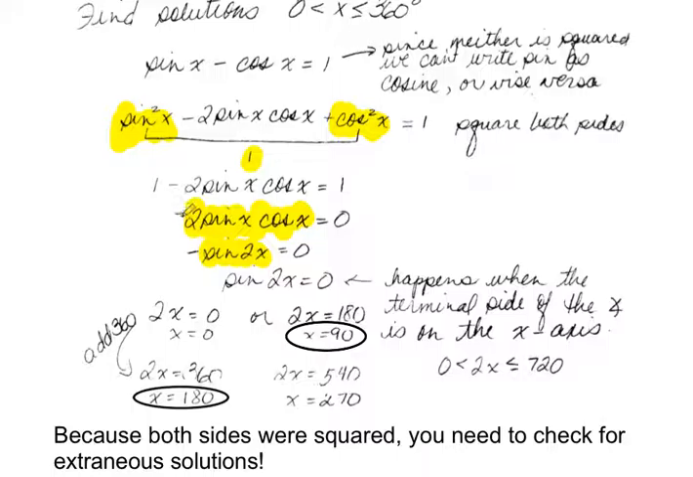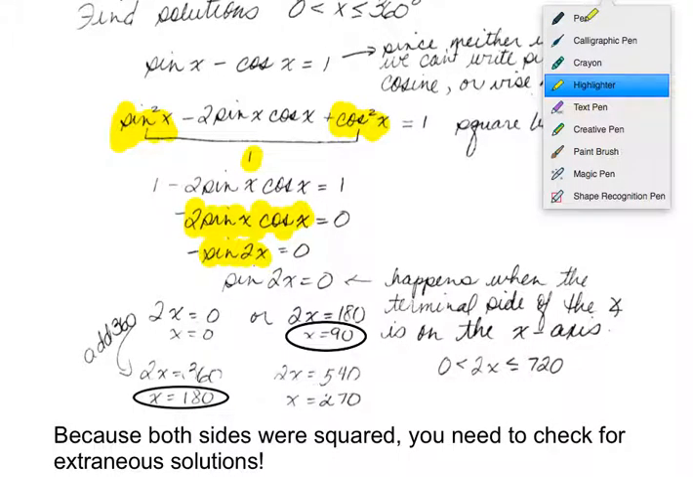I don't know why I didn't divide by -1, but for whatever reason, I chose not to. But in the end, it's okay because I end up with sine 2x equals 0. Hold on, something's weird with my pen. Oh, here we go.